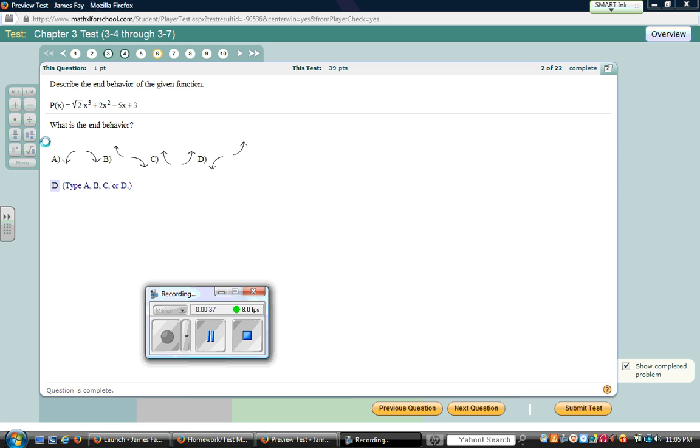I'll describe the end behavior function. Okay, basically we're only looking at that. And I don't really care that's a radical 2. I care that it's a positive number. It's a positive a value. It's a cubic. So every positive a value cubic function is going to have an end behavior that does something like that. Okay, so option D is our correct answer.